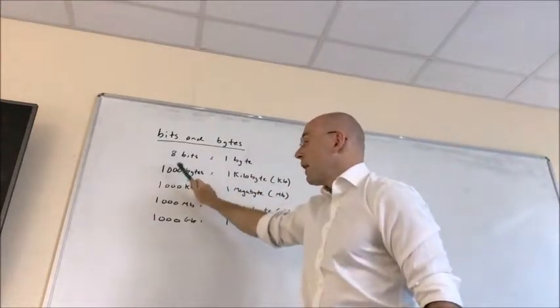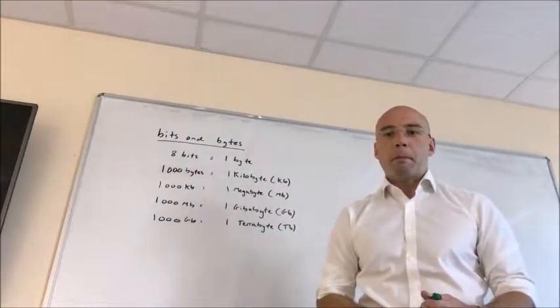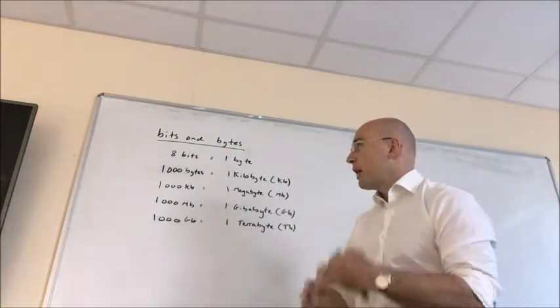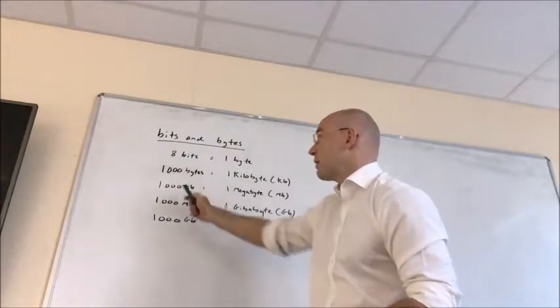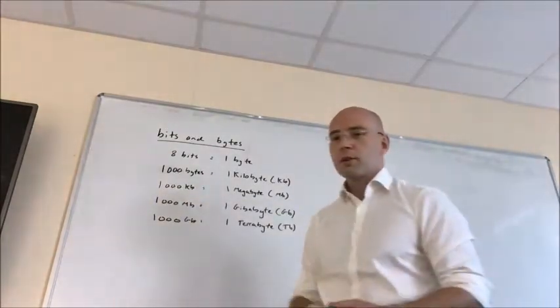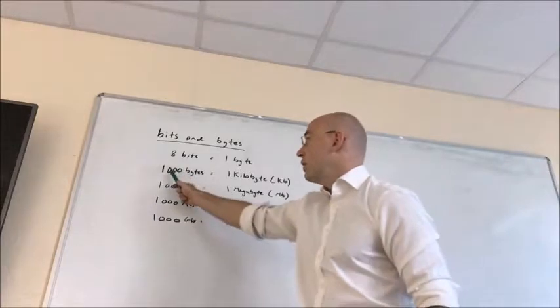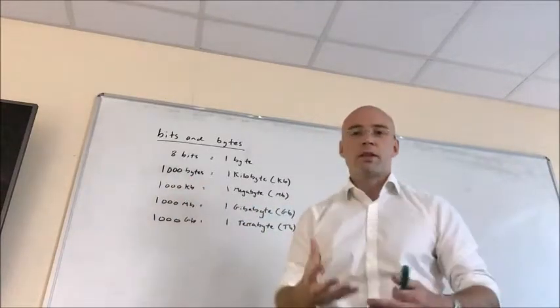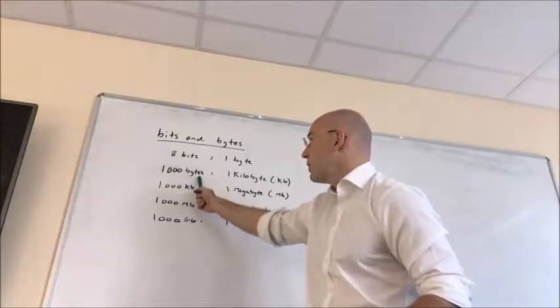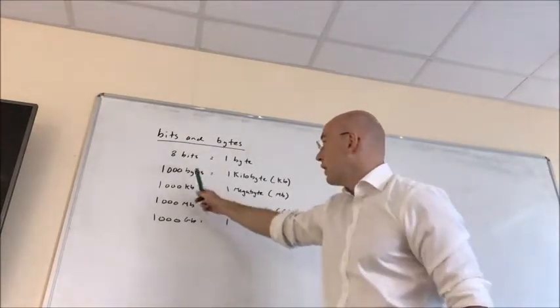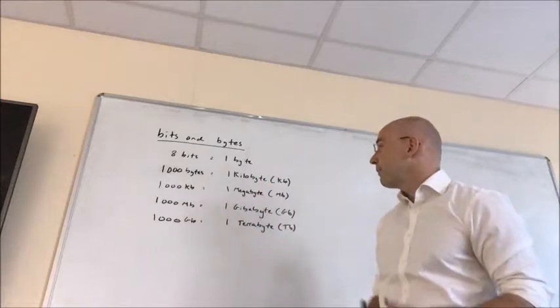Strictly, it's not actually 1000, it's 1024. But in the exam, you don't have access to a calculator, and they're not expecting you to do multiplications by 1024 or divisions by 1024. So you can just use 1000, which approximates closely to 1024. So we say, for the purposes of argument, there's 1000 bytes in a kilobyte.